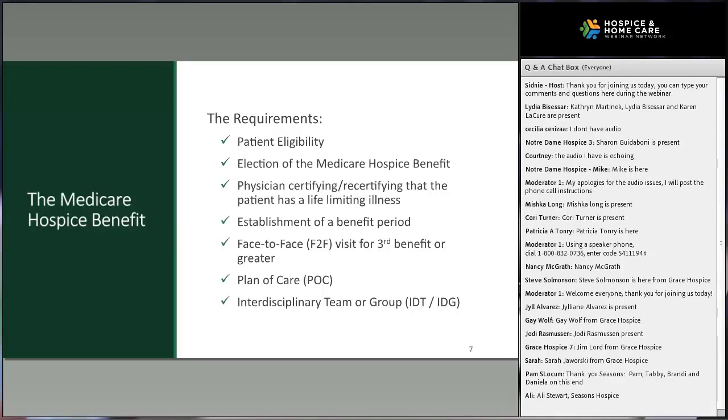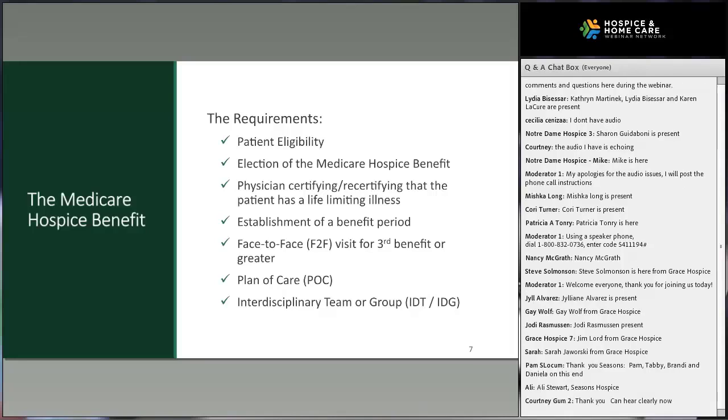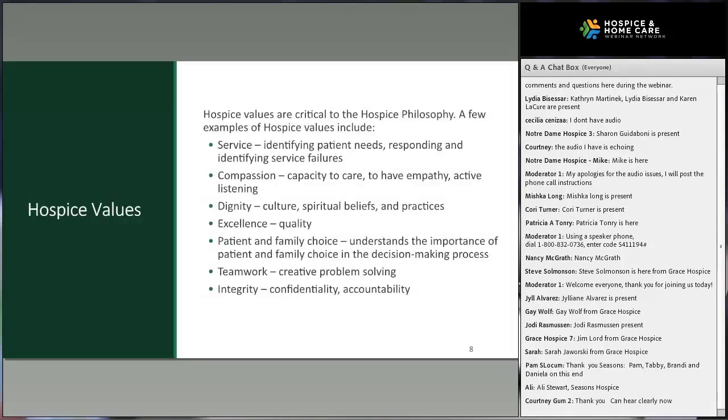It does require a face-to-face visit for the third benefit period or greater, so anything from the third benefit period on. Of course, a plan of care must be established, and there must be an interdisciplinary team or group. So hospice is not about a one-man show. Hospice is very much about an interdisciplinary team, and we will identify the players in the team also.